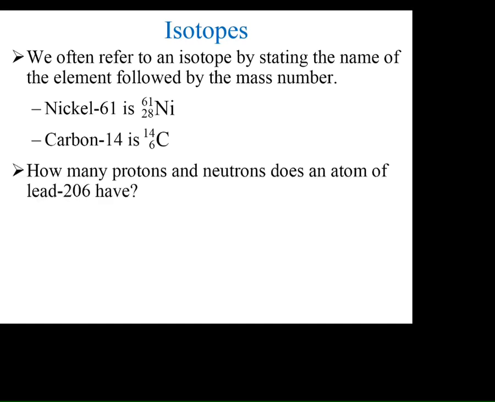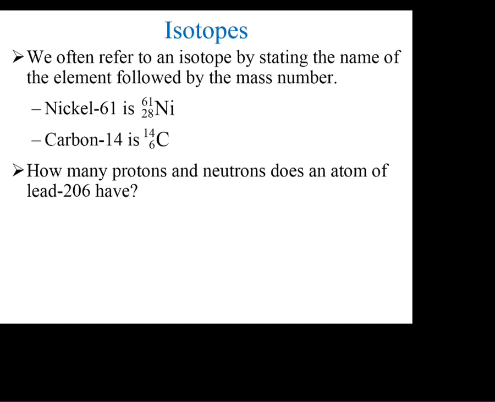Okay, so how about this one? Lead 206. How many protons are in lead 206? Give you a hint, it's not 206. How many protons are in lead 206? Find lead. What's lead's symbol, first off? PB. So PB is number 82, yes.